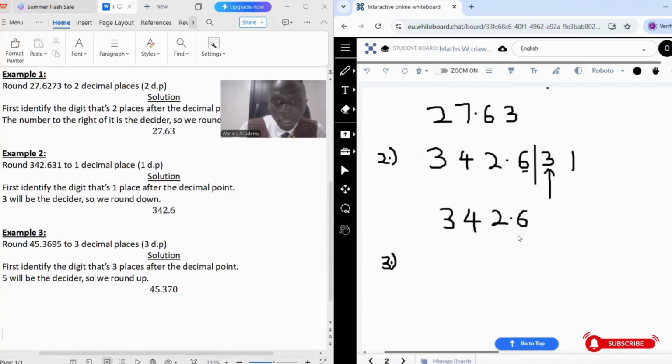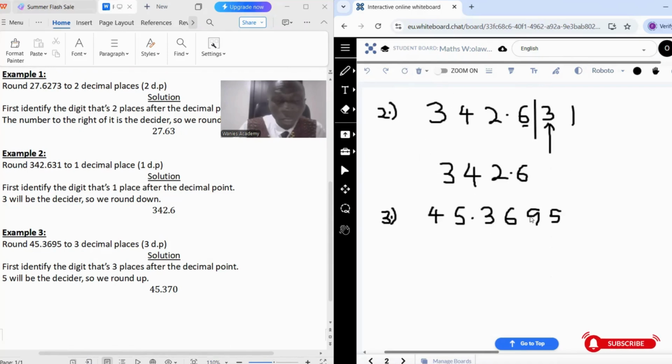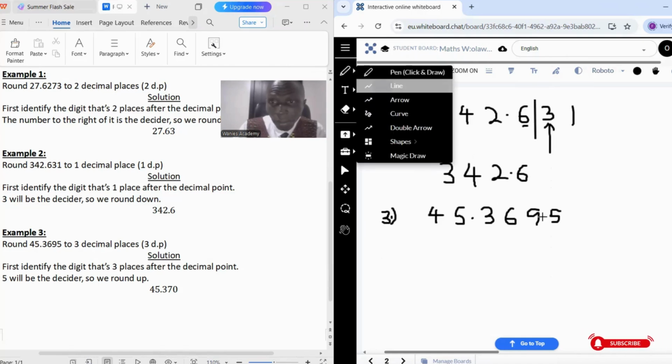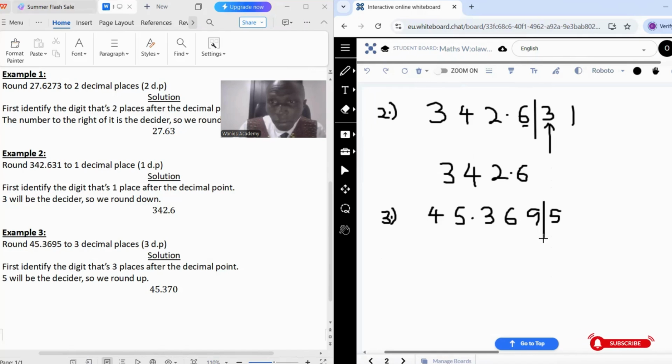We're asked to round 45.3695. We're asked to round this to 3 decimal places. So what are we going to do first here? First, identify the digits that are 3 places after the decimal point. Then if you look at this, we have 369 to be the 3 numbers that are after the decimal point. So we're going to put a bar just in front of 9 here.